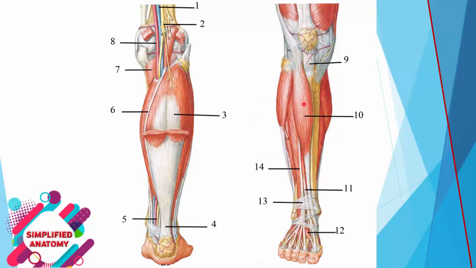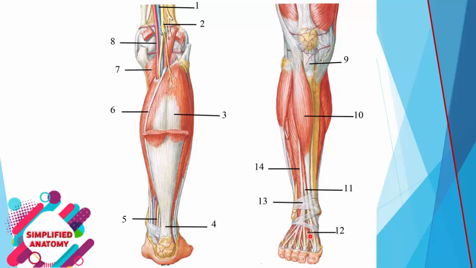Number 10, you can follow this tendon which inserted into the first metatarsal bone, which is tibialis anterior. Number 11, if you follow the tendon, this tendon inserted into the big toe, so it is called extensor hallucis longus. Number 14 divides into many tendons which go to the lateral four toes, which is called extensor digitorum longus. And this small tendon is called peroneus tertius.